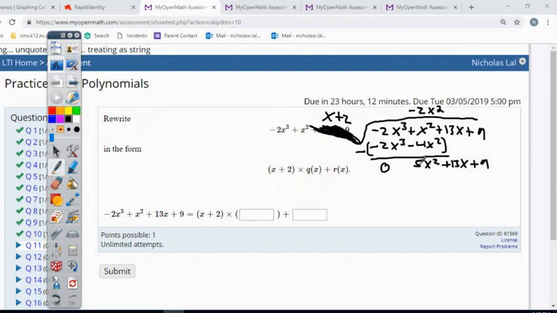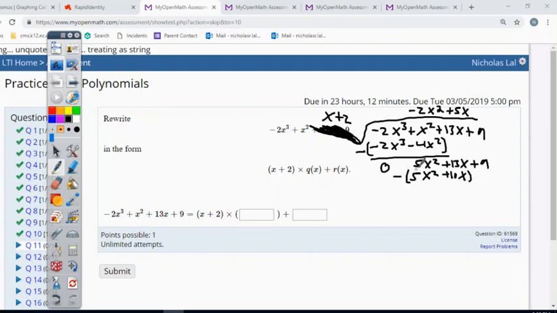And now you can cancel out that 5x squared. So if I have x plus 2, what times x equals 5x squared? That's just going to be plus 5x. So negative 2x squared plus 5x. 5x times x is 5x squared. 5x times 2 is plus 10x.